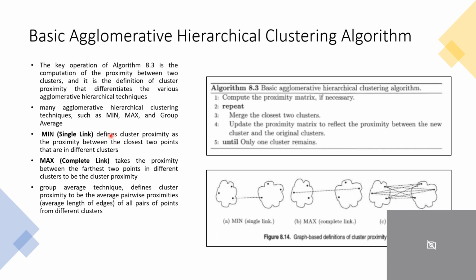Before that, let us see what methods are available for the basic agglomerative hierarchical clustering. So this is the algorithm given. First compute the proximity matrix. Proximity matrix means the distance matrix. We have to first calculate the distance matrix using Euclidean distance. Then merge the closest two clusters. Then update the distance matrix or proximity matrix to reflect the proximity or the distance between the new cluster and the original clusters, until only one cluster remains.